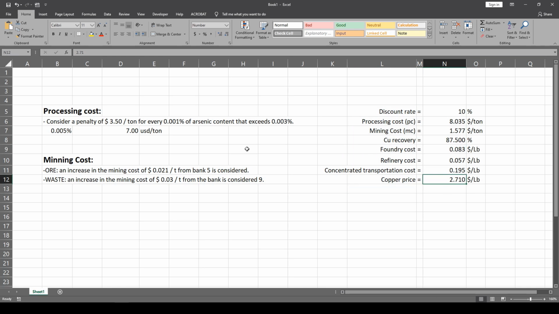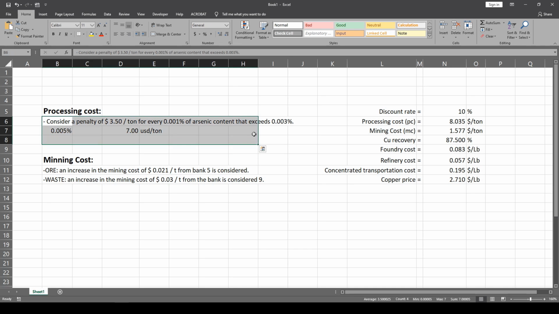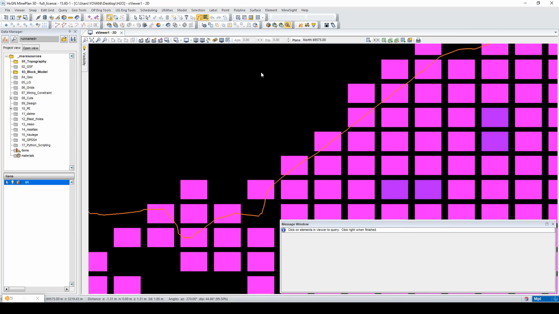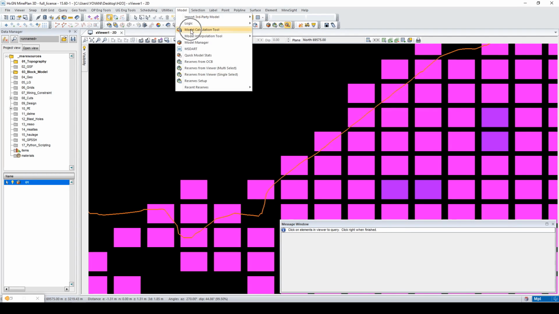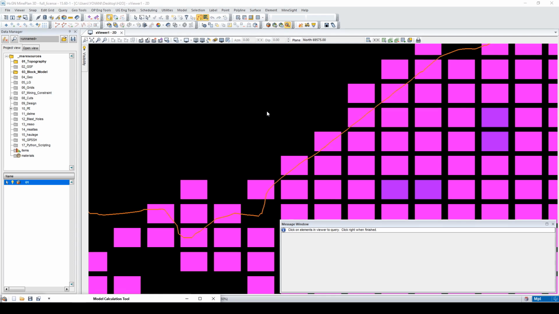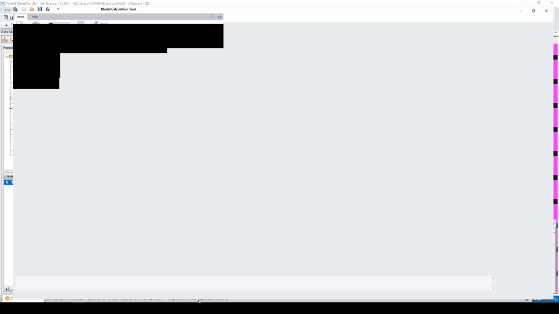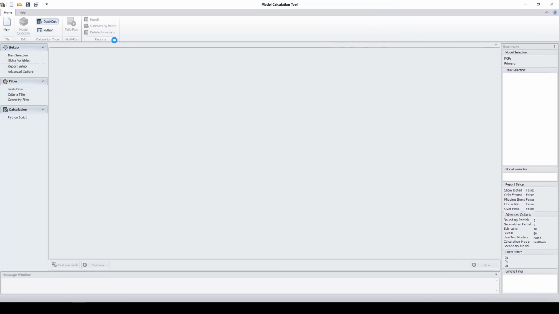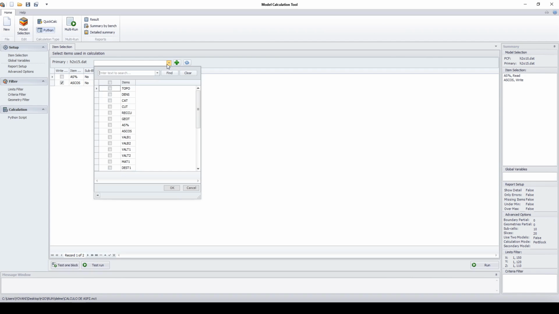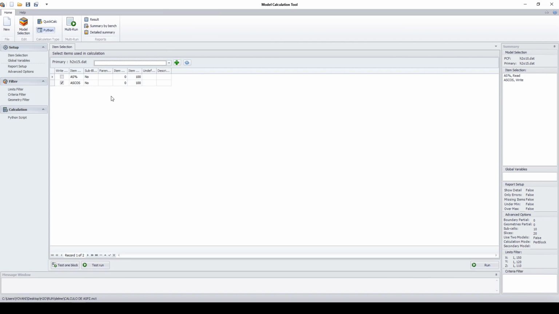So okay, our first objective is to find out the extra processing cost. We're going to do it by using a MineSight tool by the name of model calculation tool. We open it up. Okay, here we can select all the variables that we are going to deal with. I have checked this box because this variable is going to be written.